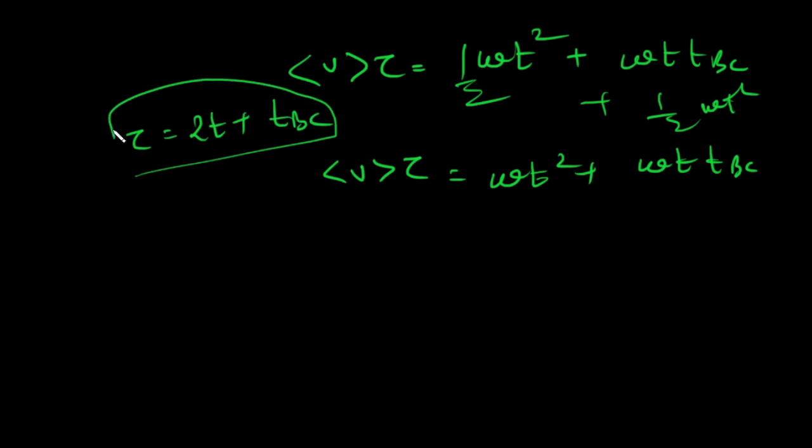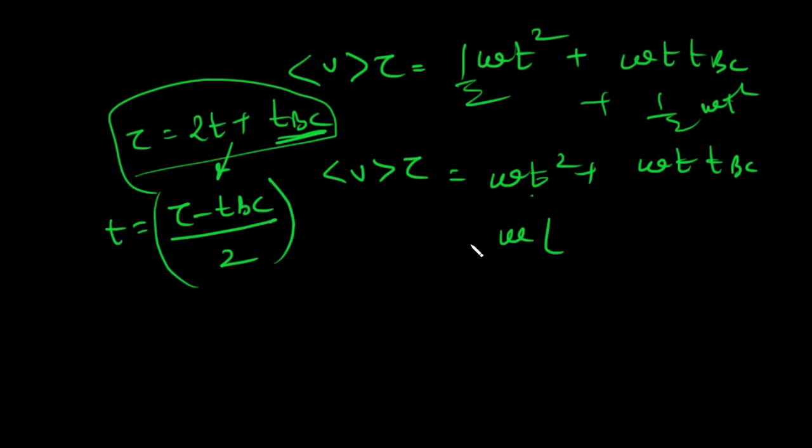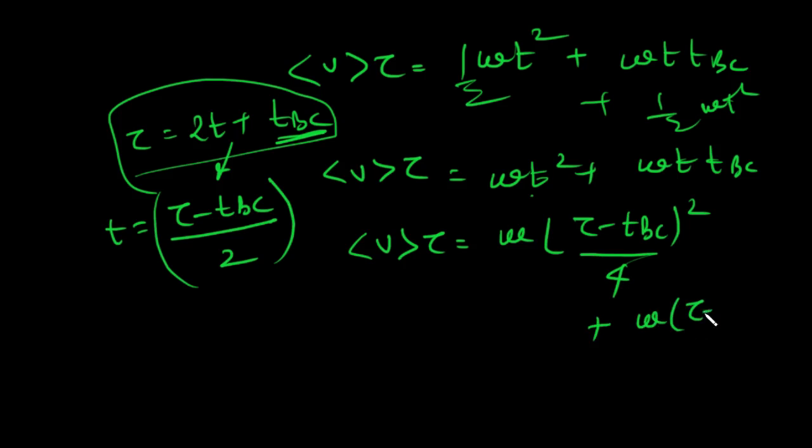Now how do we solve this? We have to calculate this, okay? But T is also not known. So we can substitute this. We take T over here and we have T equal to tau minus time BC divided by 2 from this equation. So we have W times tau minus time BC by 2 whole square by 2 into, this is one bracket, plus W tau minus time BC by 2 into time BC.